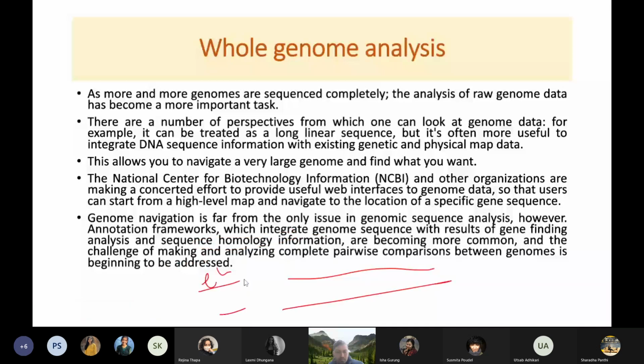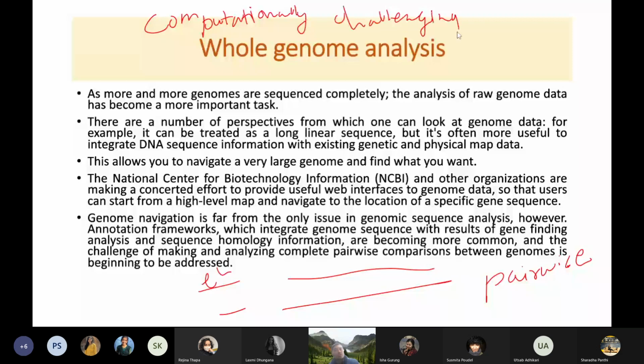To analyze the chimp's and human's genomes, computers still find it extremely difficult, given that the genomes are very large, and even to do a pairwise comparison between two genomes, it is computationally extremely challenging. I use the word computationally challenging. It requires very heavy processing power, even we don't have that kind of processing power.